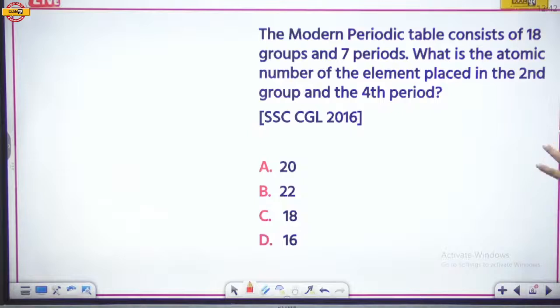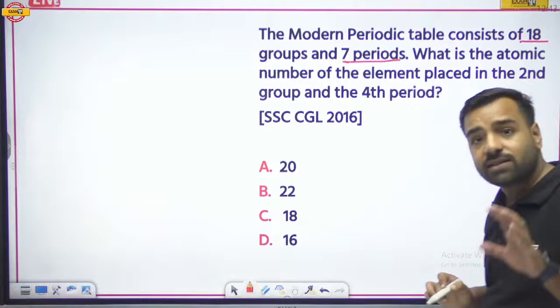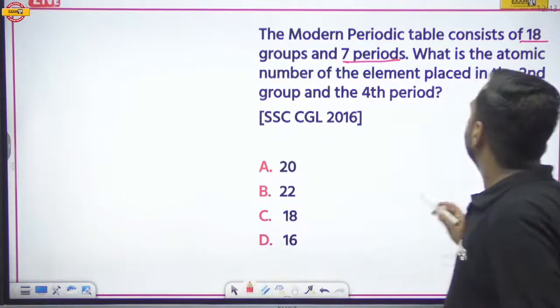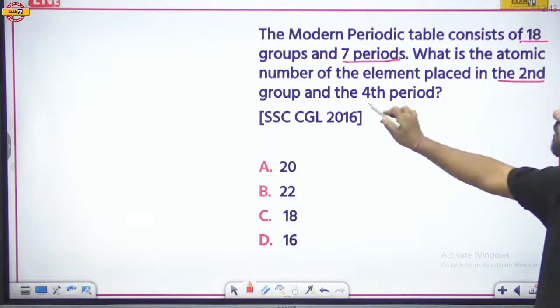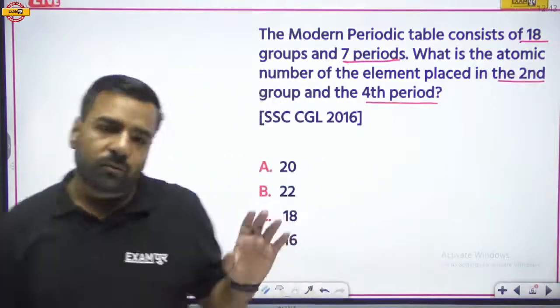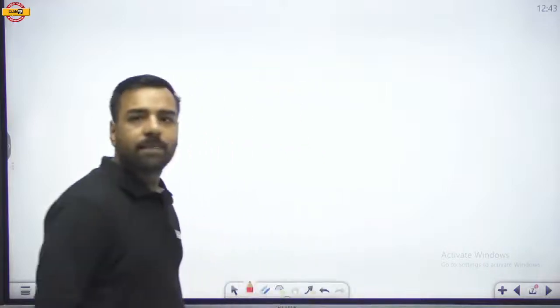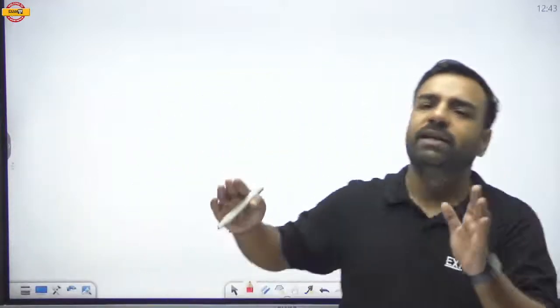Next question is, the modern periodic table consists of 18 groups and 7 periods. We have just discussed it, right? Now we are asking what is the atomic number of the element placed in the second group and fourth period. To understand this part, we must know how to create that periodic table. I have told you, please remember the starting 20 atomic numbers.